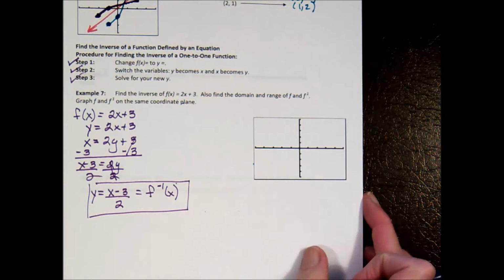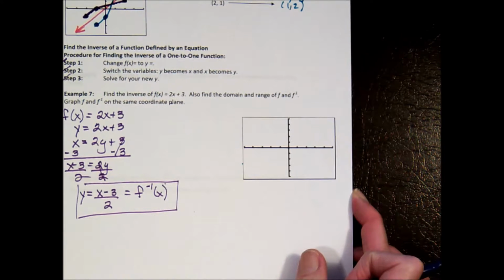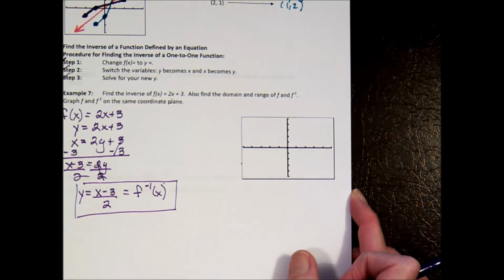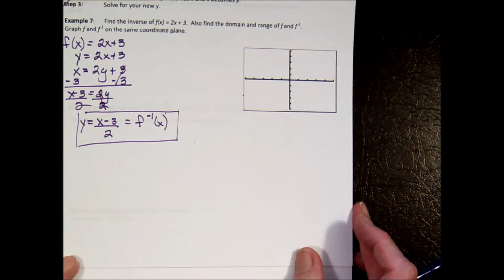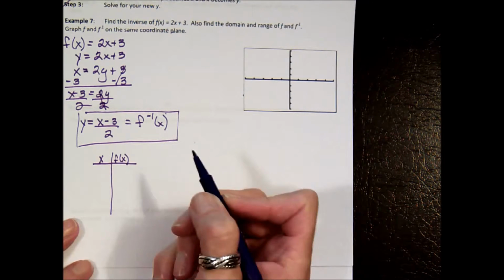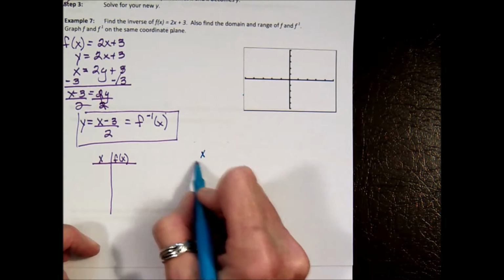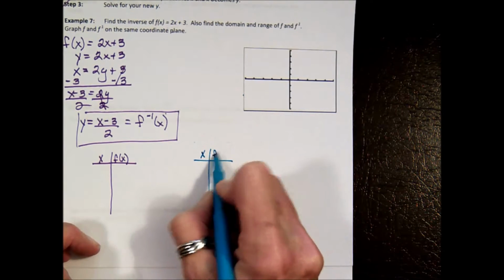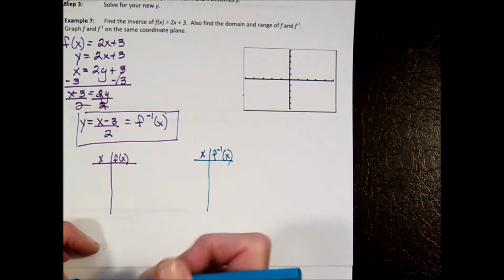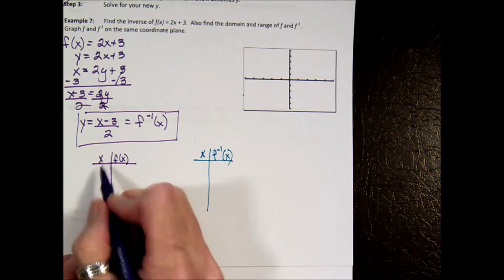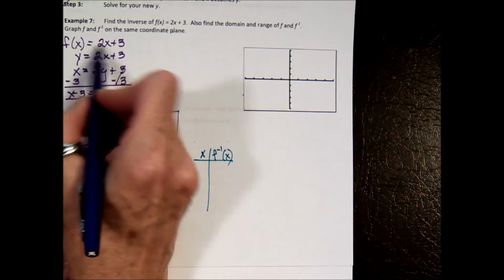Now what we're going to do is create 2 xy tables. I may have to move this paper up just a little bit. I'll do x, f of x, that was our original, and then in blue I will do x and then f inverse of x. So let's just do our original function, which was back up here, 2x plus 3.